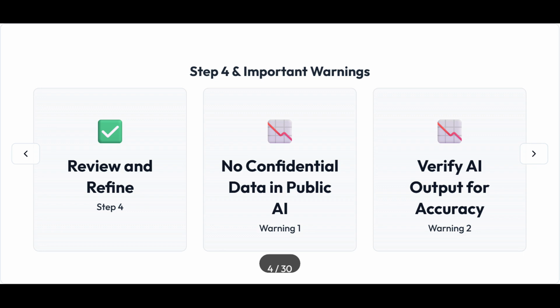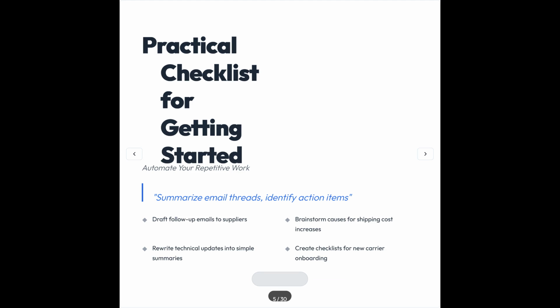A quick warning: what not to do. Avoid using confidential or sensitive company data in public AI tools. Always follow your company's data security policies. Also, don't trust the AI's output without verification. It can make mistakes. Always review for accuracy before using it. Human judgment remains critical. Here's a simple checklist of tasks you can try right now, as suggested in the guide.